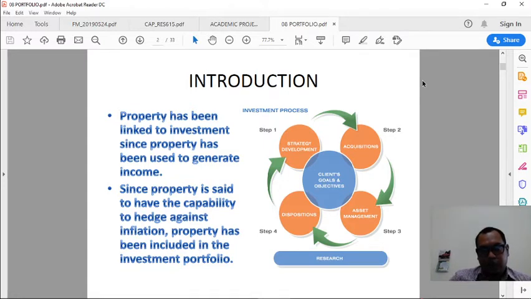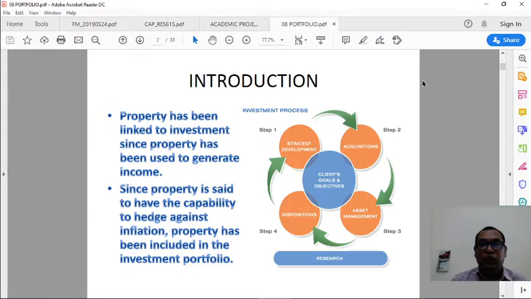If you can see from the introduction, property has been linked to investment since property has been used to generate income. And since property is said to have the capability to hedge against inflation, property has been included in the investment portfolio. So this is another aspect that we can try to broaden.